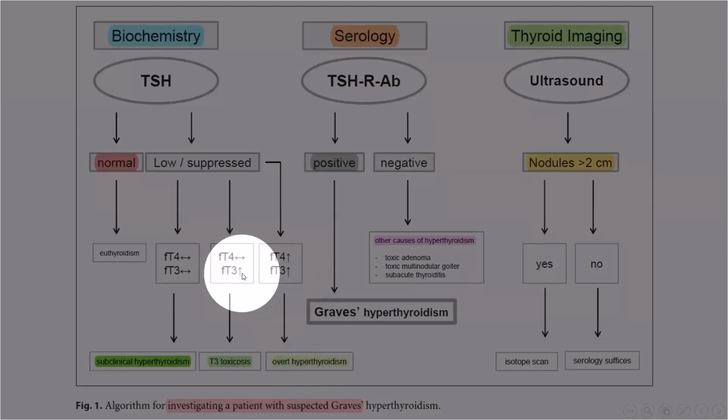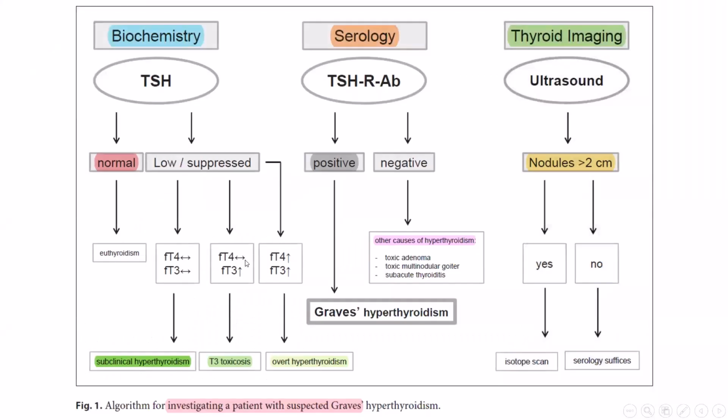And this is very important. If T4 is normal and T3 is elevated, this is T3 toxicosis, and this may be an early stage of Graves disease. So don't do only free T4 in assessment of any case of thyrotoxicosis. We need to do T4 and T3, because in some cases T3 is elevated with normal T4, and this is T3 toxicosis, which is an early stage of Graves disease.